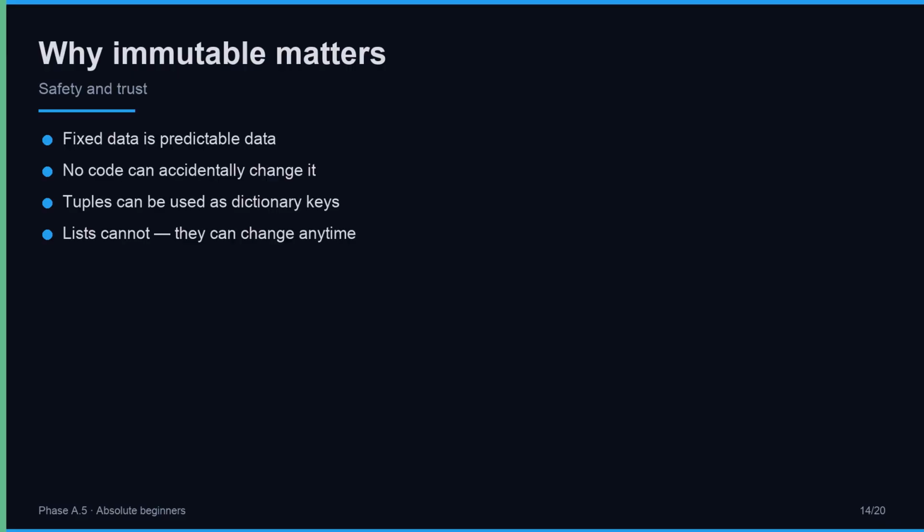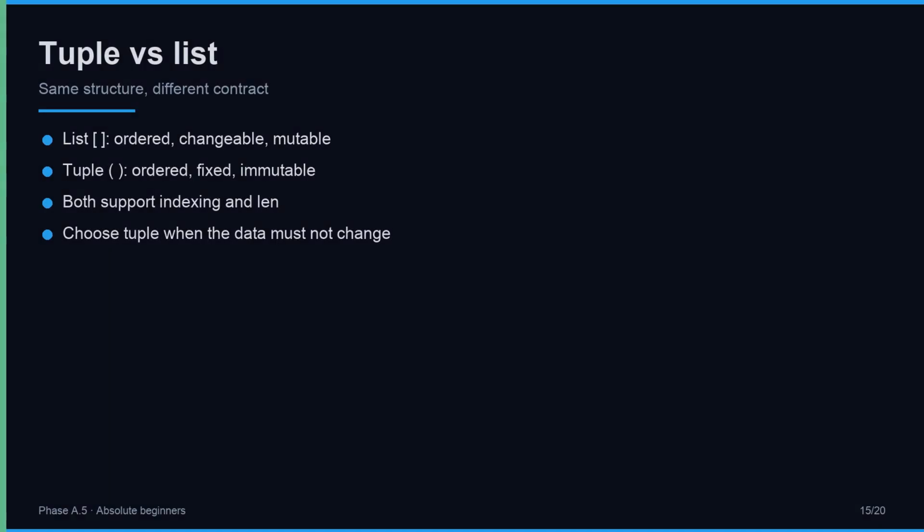There is also a technical benefit. Tuples can be used as keys in a dictionary. Lists cannot. A dictionary key must not change, so Python refuses to accept a list. A tuple, being immutable, is welcome. Predictable is powerful.